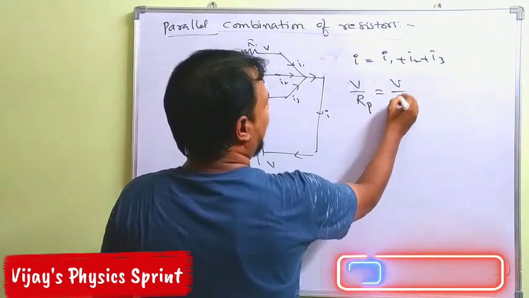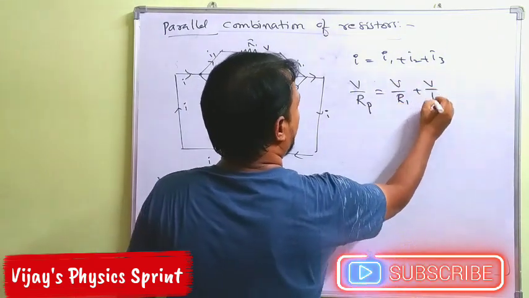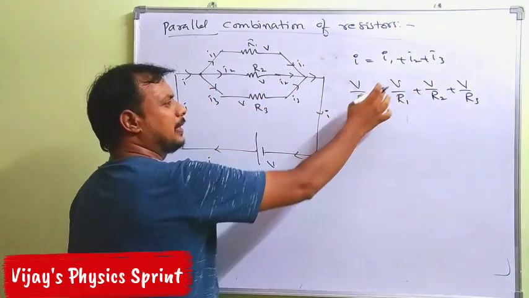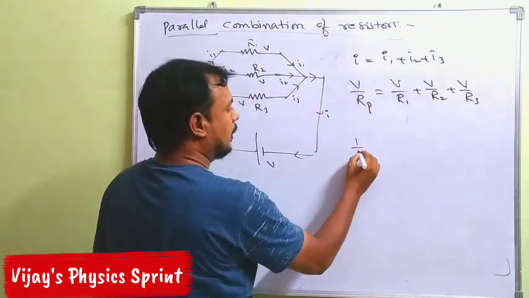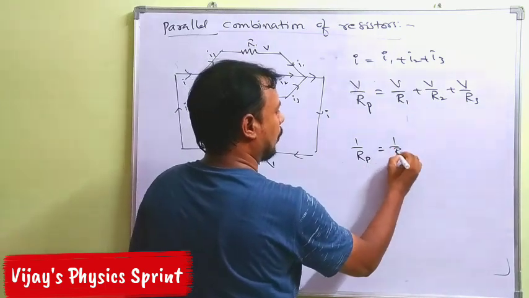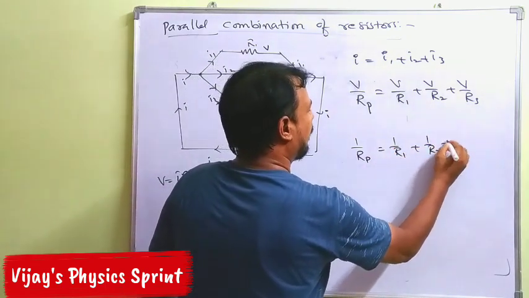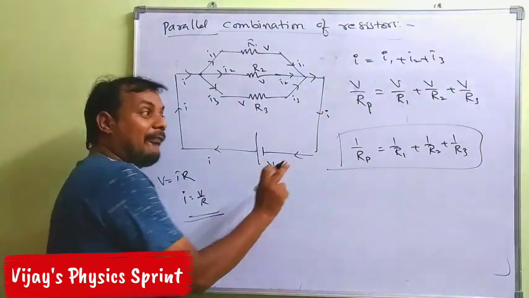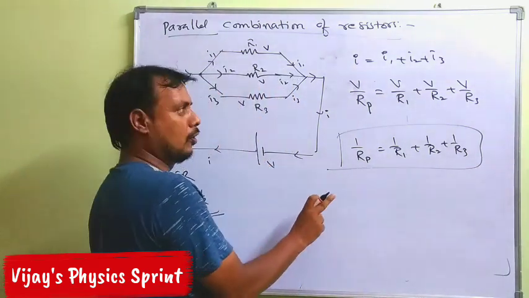So V by R1 plus V by R2 plus V by R3. V is taken out and cancelled out. Then 1 by Rp equal to 1 by R1 plus 1 by R2 plus 1 by R3. This is the effective resistance in parallel combination.